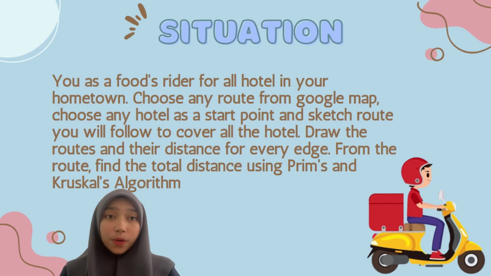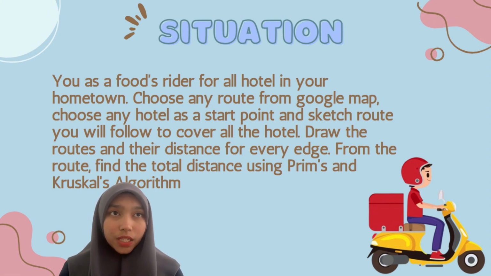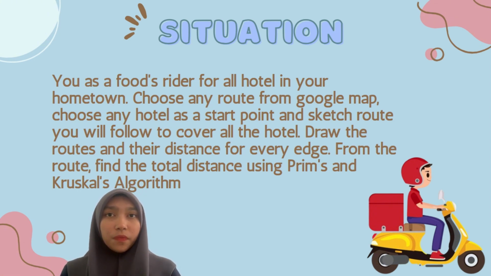Next, for the situation, you are a food rider for all hotels in your hometown. Choose any hotel from Google Maps. Choose any hotel as a start point and sketch the route you will follow to cover all the hotels. Draw the route and the distance of every edge. From the route, find the total distance using Prim's and Kruskal's algorithms.